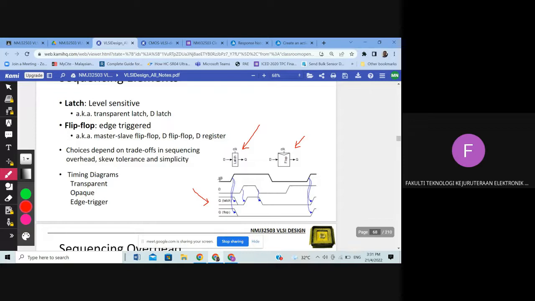So here we have clock. D is actually the input. So clock and D is the input for latch, and clock and D is the input for flip-flop. Almost the same. So what's actually the difference in terms of the output and in terms of the diagram?